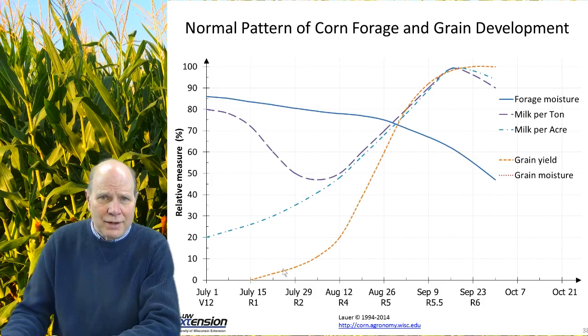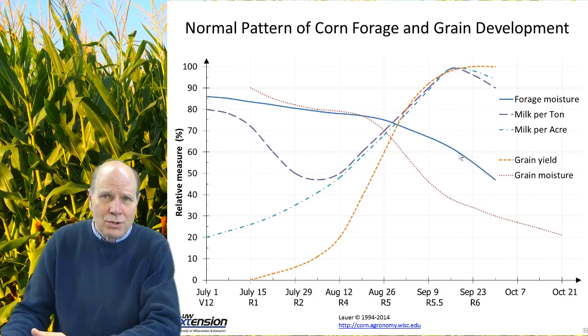Grain yield, it follows this S-shaped curve again. Right in here, you're putting on about, at a 200 bushel yield level, about 4 to 5 bushels per acre per day. And then it kind of slows down as you get towards maturity. This first part of this is just all cell division on this first part here. And then, of course, grain moisture is down in here.